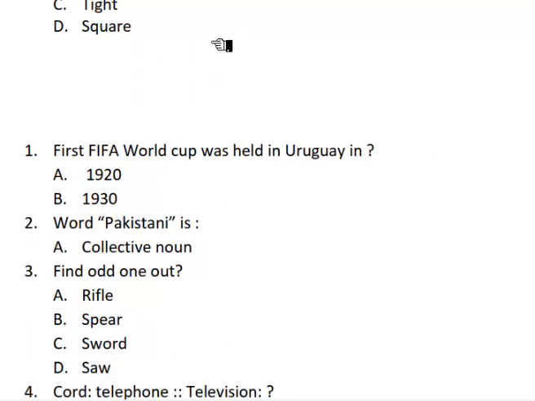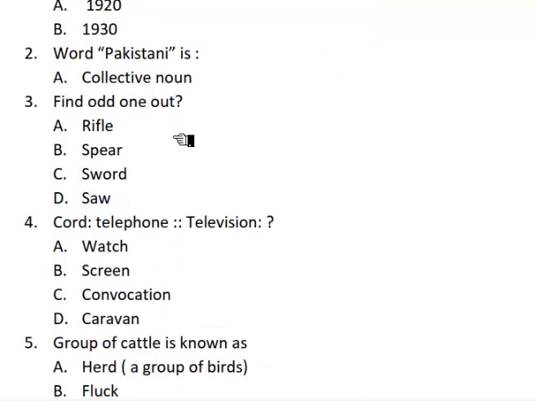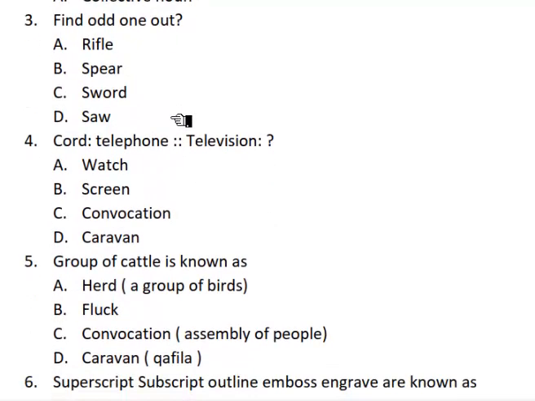So the next question. The first FIFA World Cup was held in Uruguay in 1930. The correct option is option B. Question 2. Word Pakistani is a collective noun. Question 3. Find the odd one out. The correct option here is rifle, because spear and sword lie under the same category and the rifle does not belong to that category. That's why the correct option here is option A.